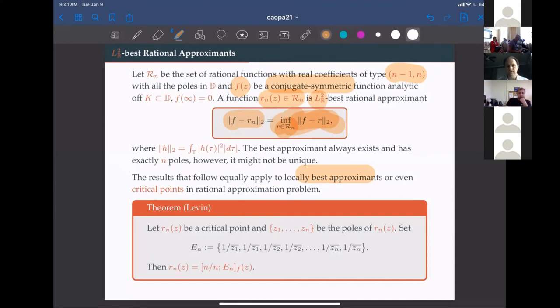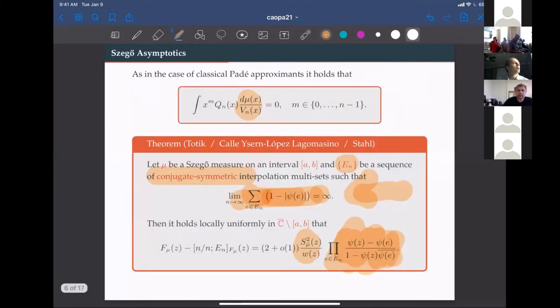What's important about this construction is that it happens that critical points are also dynamically defined multipoint Padé approximants. And what I mean by that, if you denote by Z1 to Zn the poles of the critical point that lie in the unit disk, you reflect them across the unit circle and you take each of the reflections twice. That's my setting up here. Then the critical point turns out to be the multipoint Padé approximant to F corresponding to the interpolation set En. So in particular, if your approximated function is a Markov function with a support inside of the unit circle, you immediately can apply this formula to describe the asymptotics.